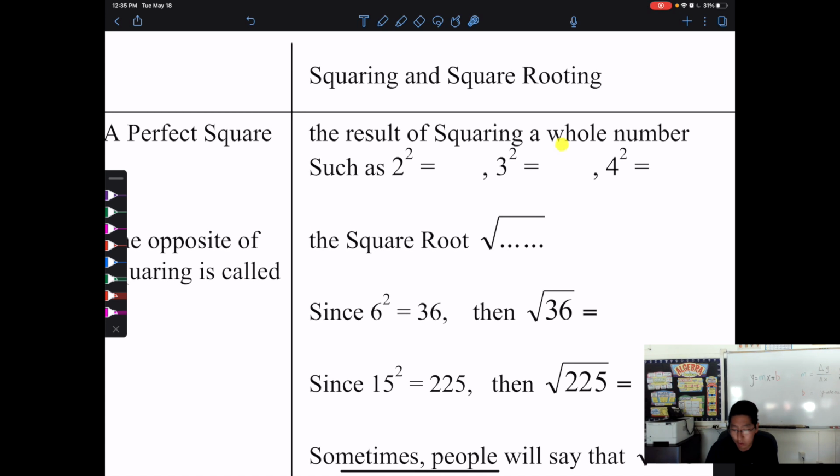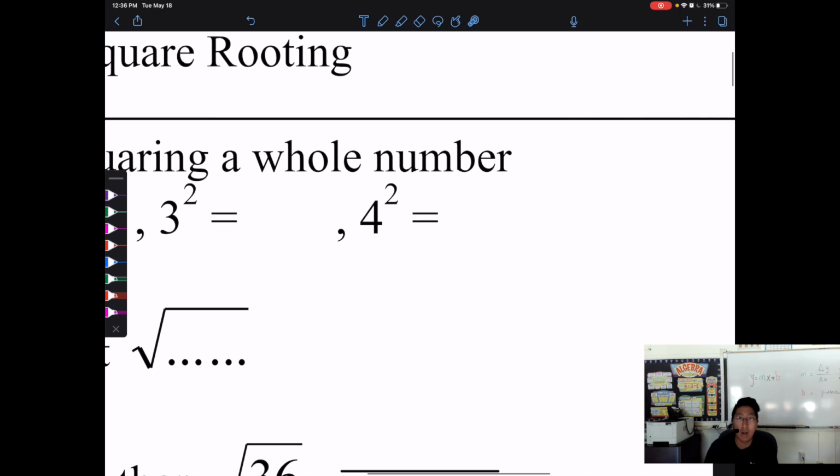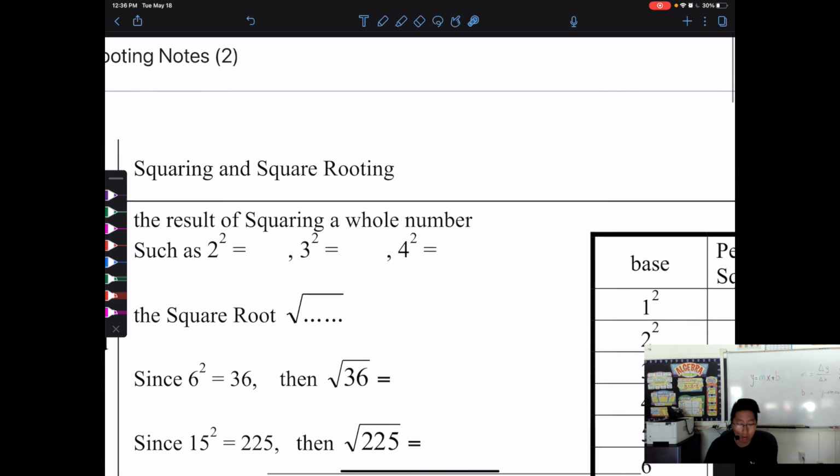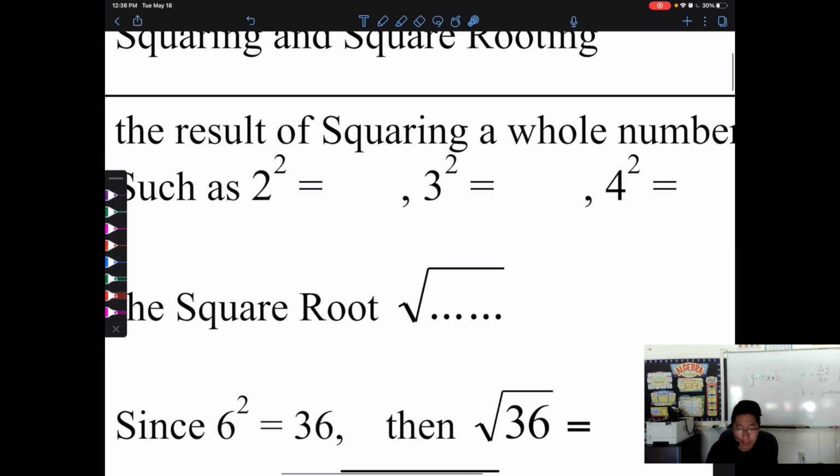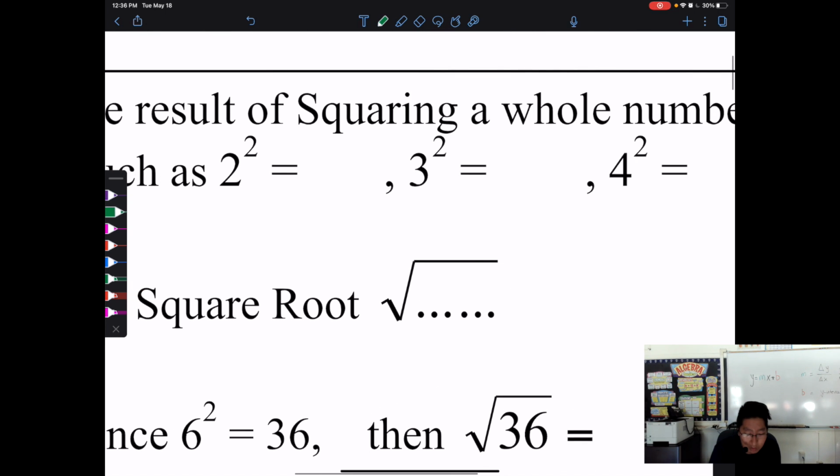If you're not sure what a whole number is, it's a number that is not a fraction or a decimal. Numbers like 1, 2, 3, 4, 5, 6, 7, 8, 9, 10, 11, 12 are all whole numbers. They're not a part of a number. If I take 1.5, that's not a whole number. Here we're going to take whole numbers and square them. Squaring is when we take it to the power of 2, the second power.